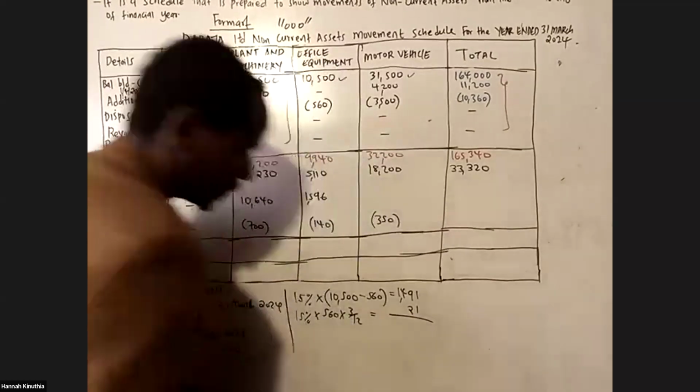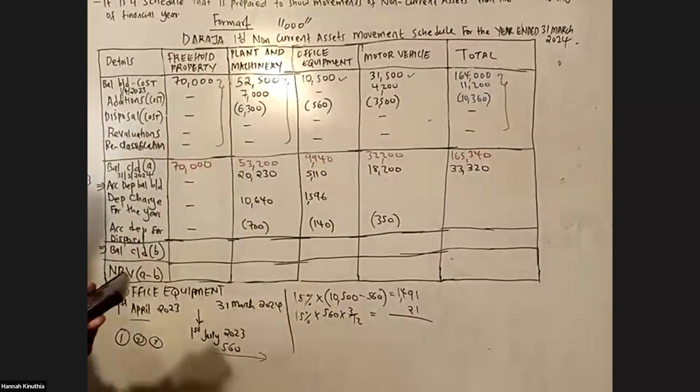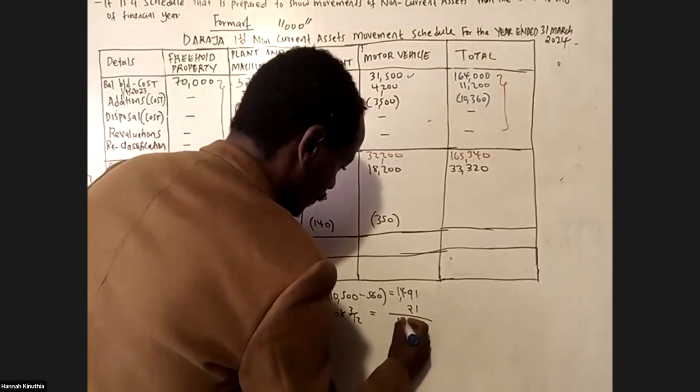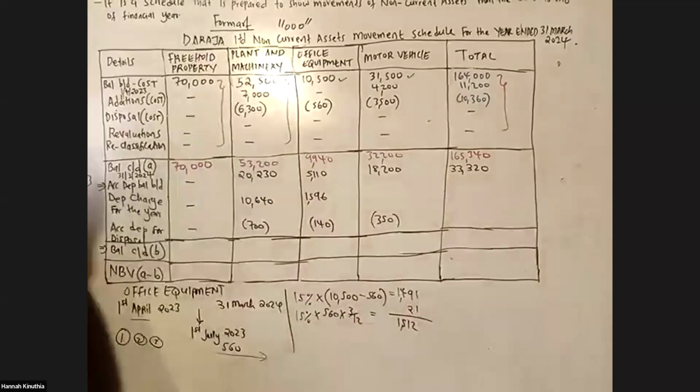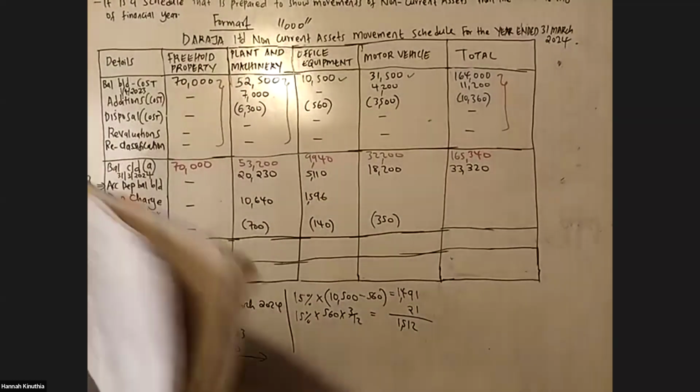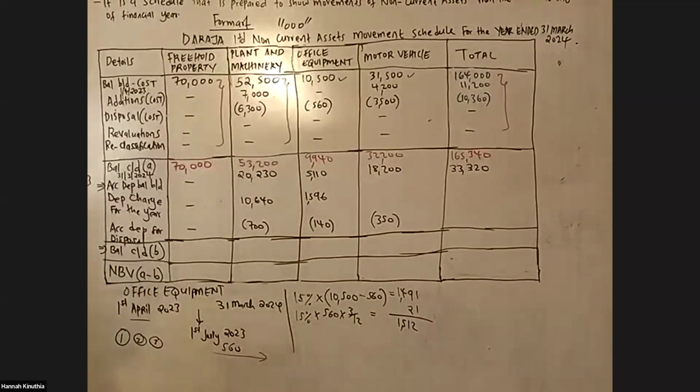So we add them together. So 1491 plus 21. Itakuwa ni 1512. Is that one okay? 1512. Yes, that one will be okay.